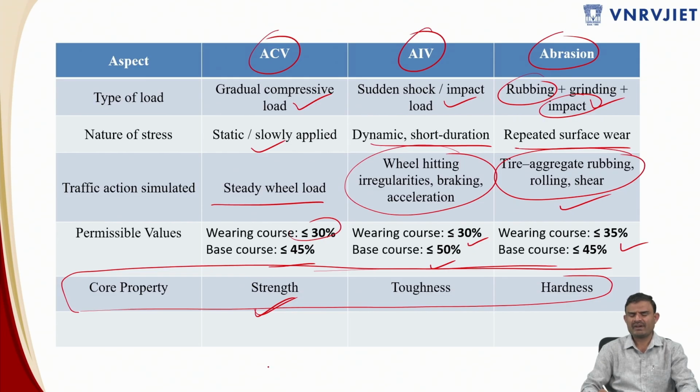This question has been asked a number of times in competitive examinations, in the form of matching: what is the core property tested in each test? For aggregate crushing value, it is strength. Next, the aggregate impact value test is toughness, so resistance to impact loads is toughness. And resistance to rubbing action, which is wear and tear, is hardness.